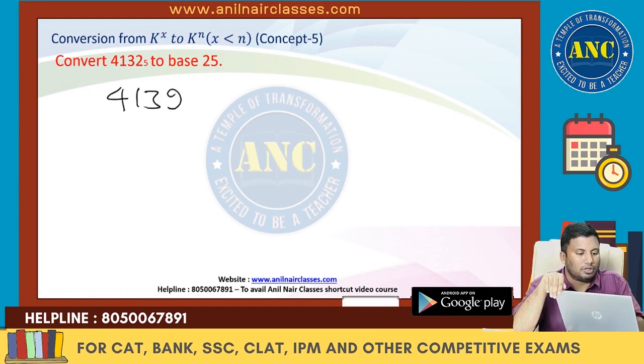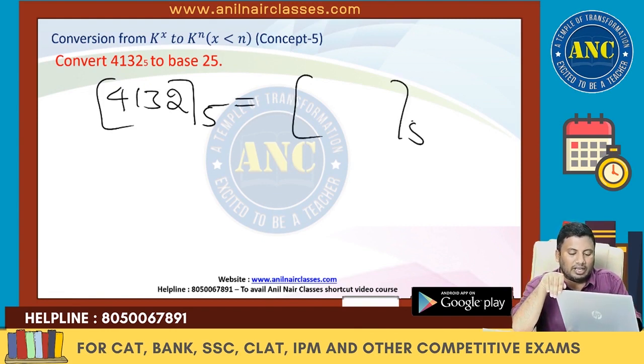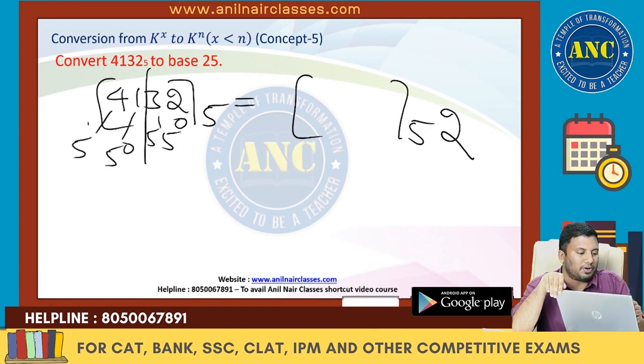4 1 3 2 in base system 5. It is in 25, 5 square. Take a group of 2 digits and solve. 5 power 0, 5 power 1. 5 4s are 20, 20 plus 1 is 21. 5 3s are 15 plus 2 is 17. So 2 1 1 7. These are all easy.